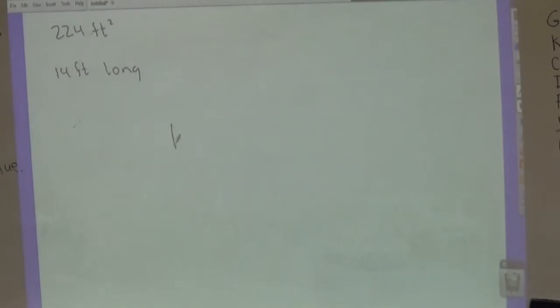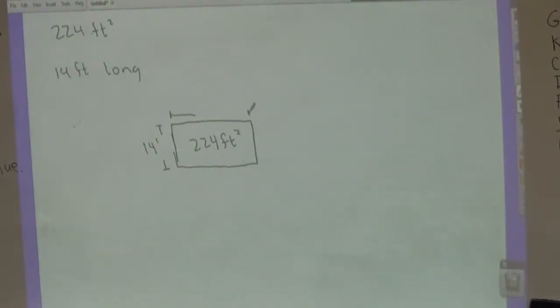Let's try drawing this room. We'll draw a rectangle like this. I don't know if this is correct. It may actually be wider than it is long. But we're going to say that this is 14 feet. The area is 224 feet squared because it's the area. It's the measure of the length and the width. The question is, what is the perimeter?